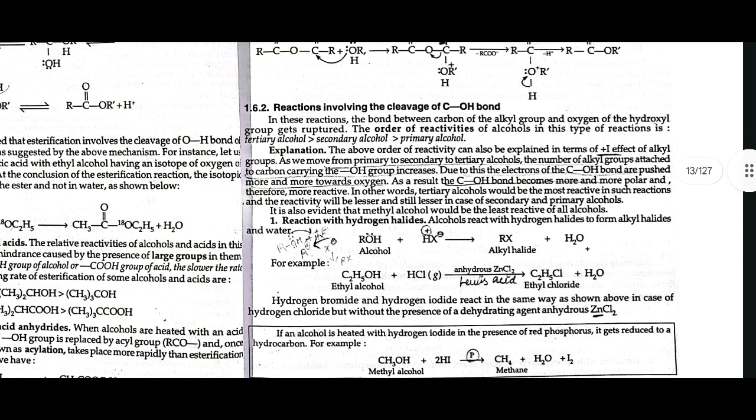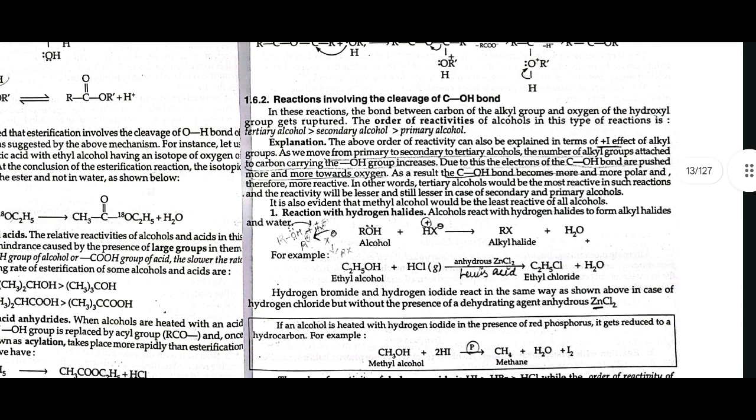Reactions involving cleavage of C-OH bonds. In these reactions, the bond between the carbon of the alkyl group and the oxygen of the hydroxyl group gets ruptured. The order of reactivities of alcohols in this type of reaction is tertiary, then secondary, then primary.